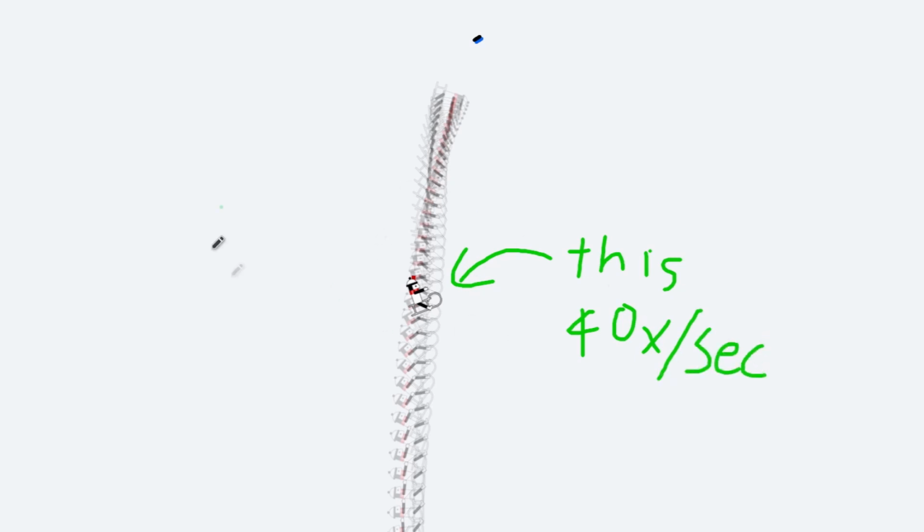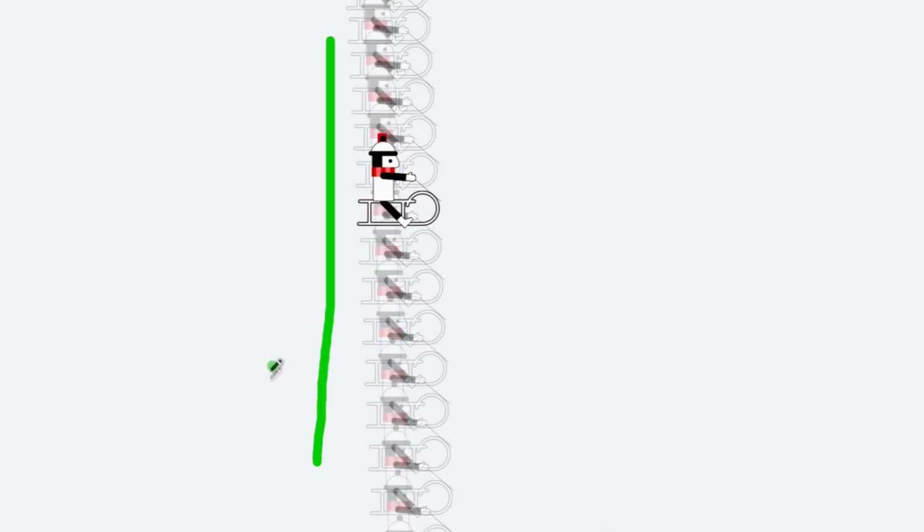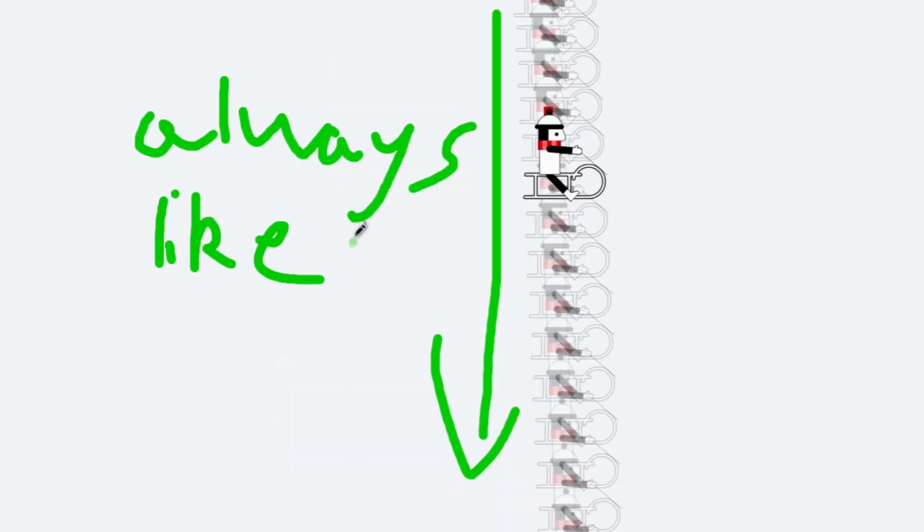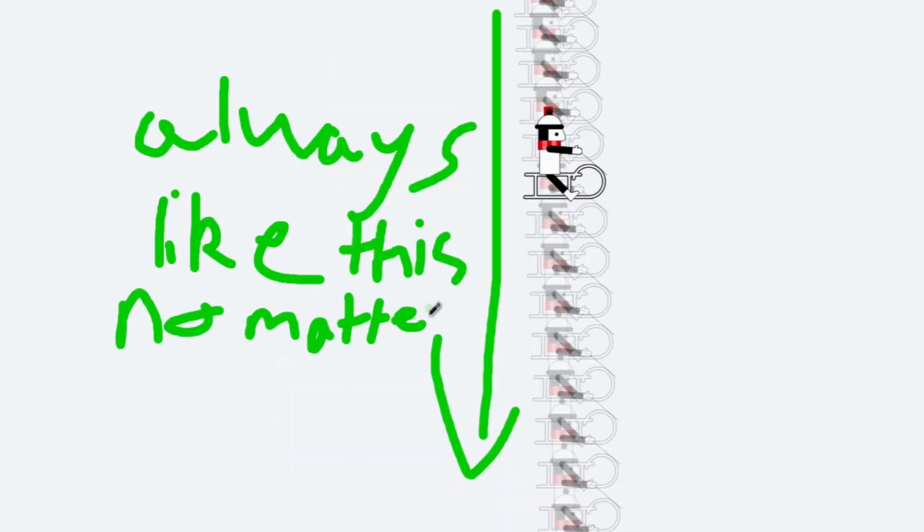Okay, let's begin. Line Rider has discontinuous physics that run at 40 FPS, which means that the rider goes to 40 different positions per second. It also has deterministic physics, which means that it does the same thing no matter the lag or external circumstances.